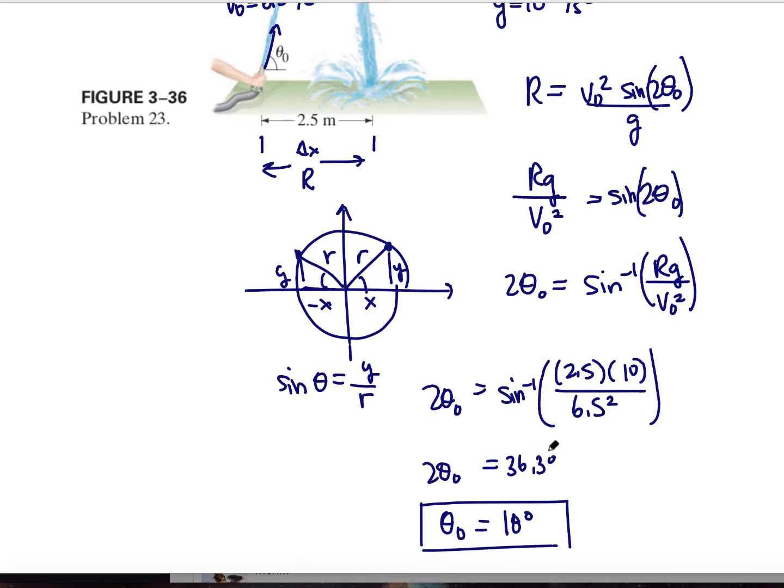So let's see. I got out of this 36.3 degrees. So if I say that this angle right here is 36.3 degrees, then that means that this angle is actually 180 minus 36.3 degrees. And so 180 minus the 36.3 is 143.7 degrees. So my other answer actually comes from the fact that 2 times theta naught is also equal to 143.7. So my other angle is half of that, which is pretty much 72 degrees.